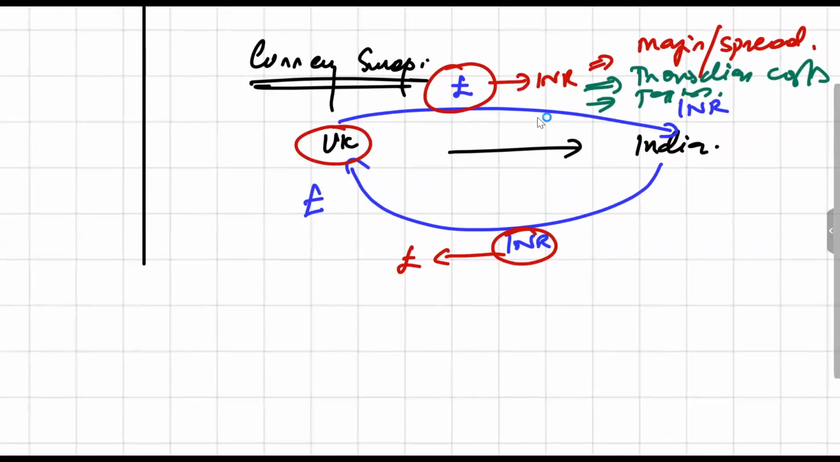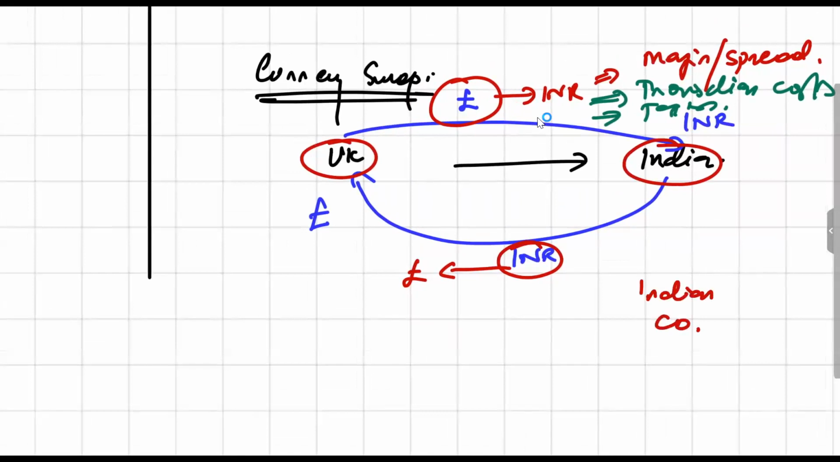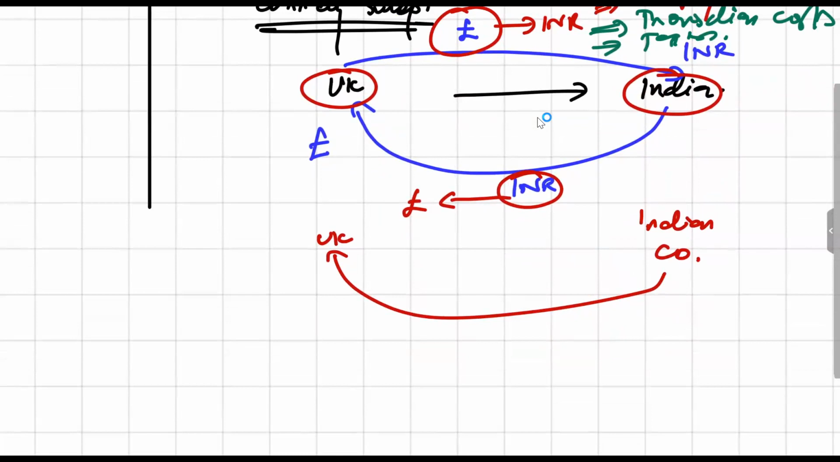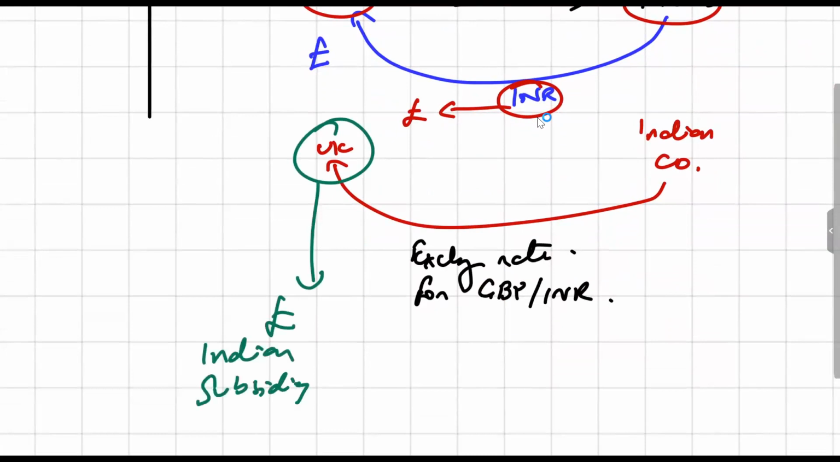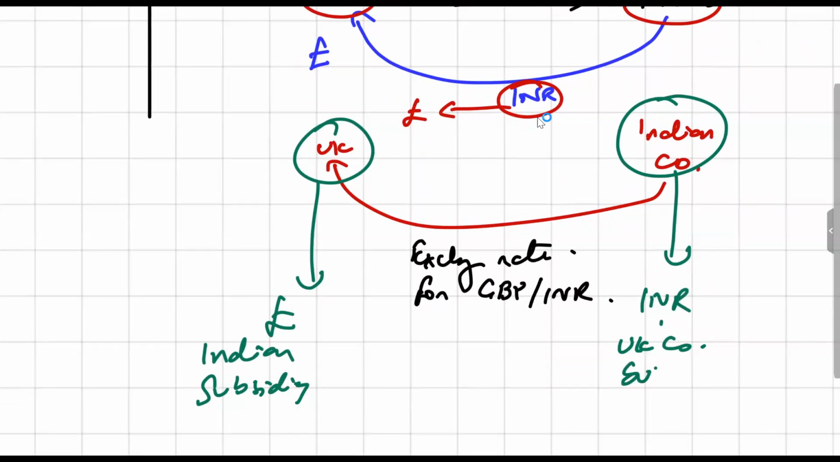So you try to identify a company in India which has a business in the UK. This Indian company needs to send money to the UK, and you want to send money to India. You and that company would agree an exchange rate for GBP to INR. You, being a UK company, give pound sterling to the Indian subsidiary, and the Indian subsidiary gives INR to the UK company. That's how you enter into a swap, which is the exchange of cash flows.